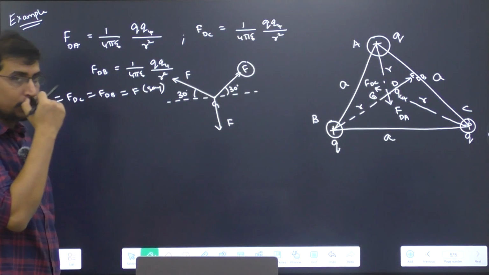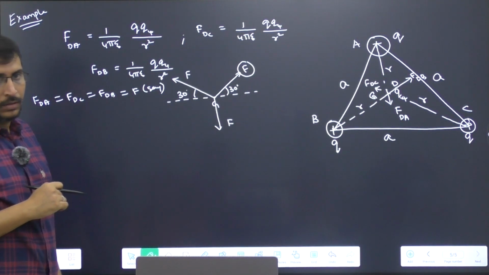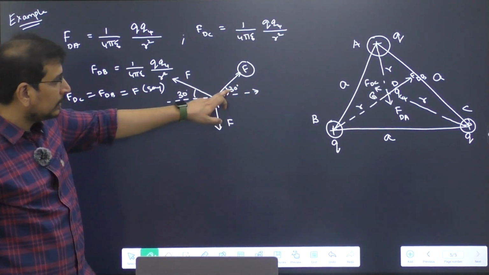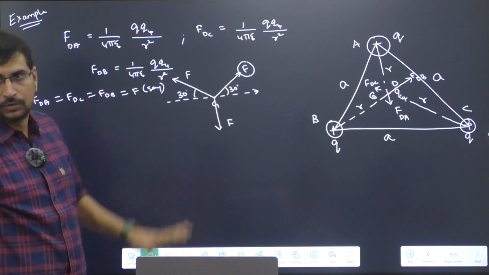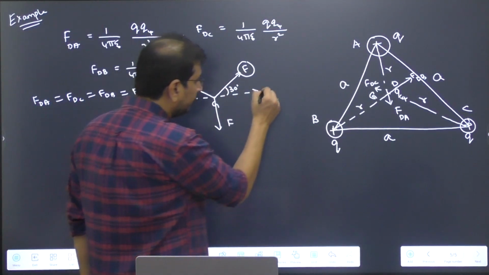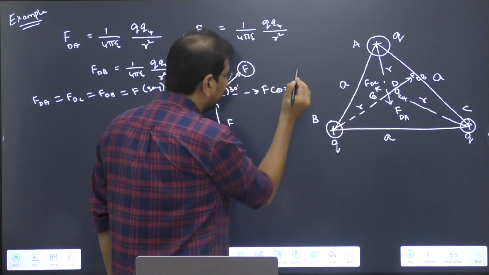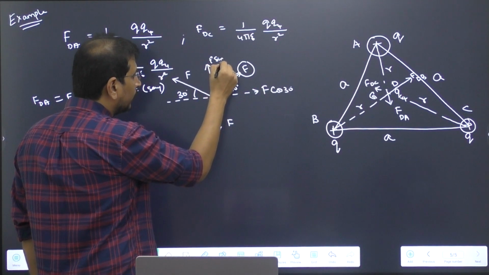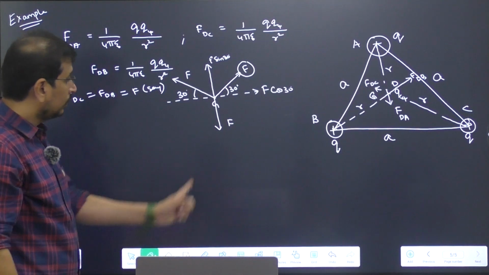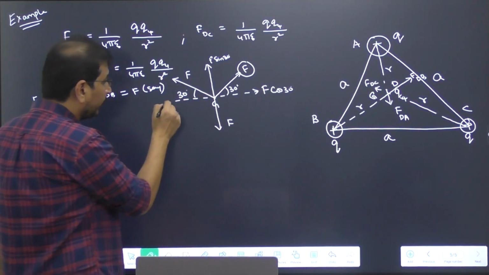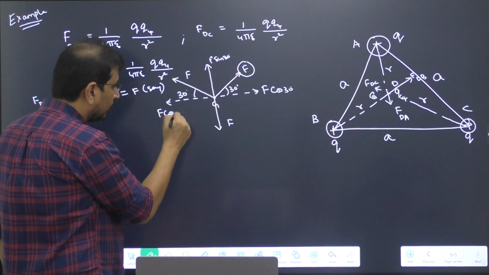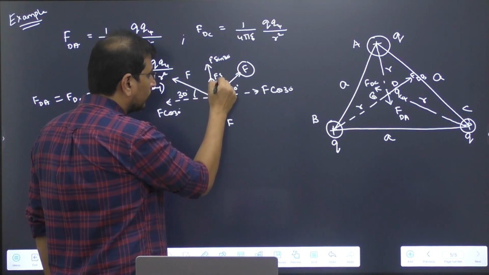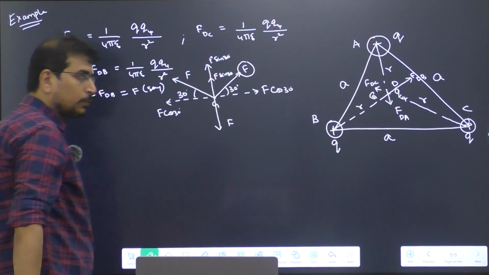So what is the horizontal component? Remember, wherever the angle is there you should write cos. So this will be F cos 30, and upward will be F sin 30. This is divided into two parts. What is this? This one is F cos 30 and upward will be F sin 30. Which forces get cancelled?